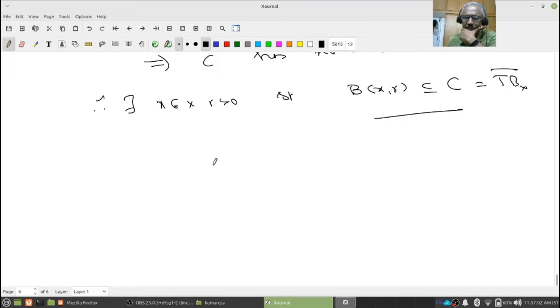Have you understood this? Okay. Now we are going to show various things. We are going to show that T(Bx) closure, namely C, is again convex and symmetric.